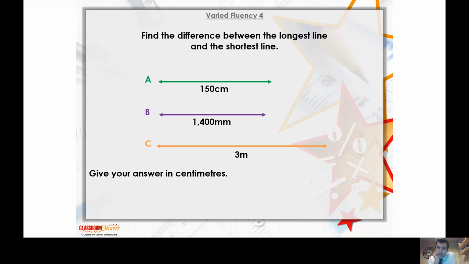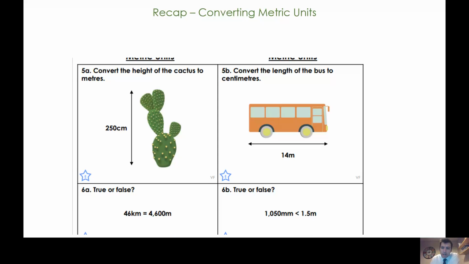And now I'm going to try and find the difference and give my answer in centimeters. Pause it while you work through, guys, and hopefully you've got that 1,400 millimeters, 140 centimeters, subtracted from 300 centimeters, which is 3 meters, would make 160 centimeters. Well done if you've worked that through. Good job.